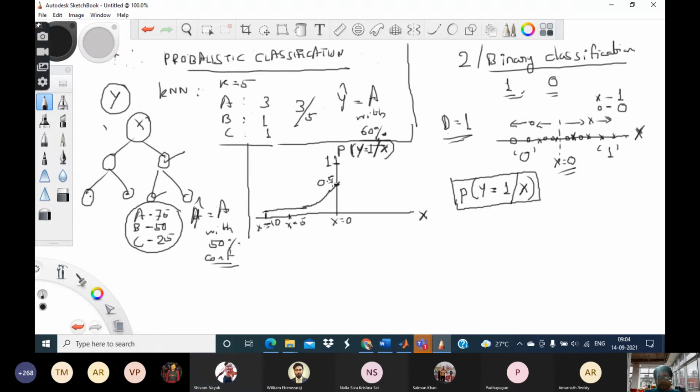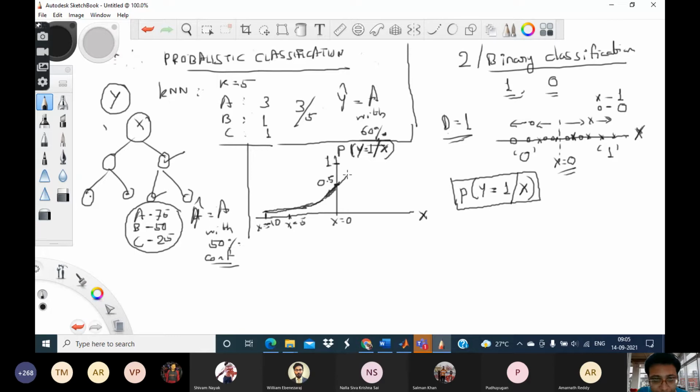I have said that on the left side, the probability is likely to be 0. On the right side, it's likely to be 1, but close to the threshold, there will be certain violations. So on balancing out the different kinds of violations, it may be quite reasonable to assume that at x equal to 0, both classes have equal probability.